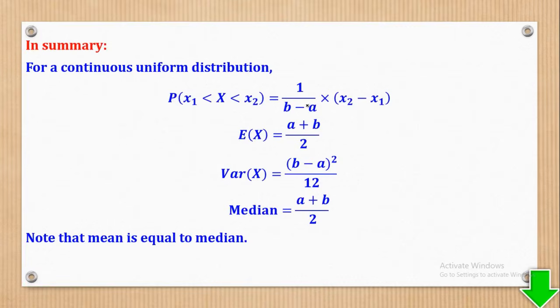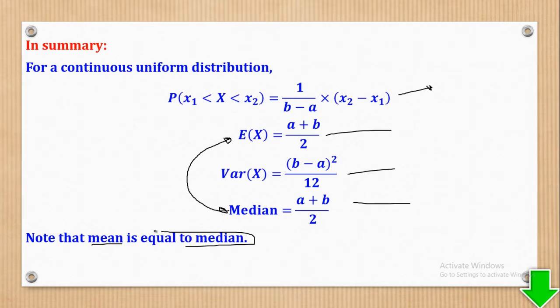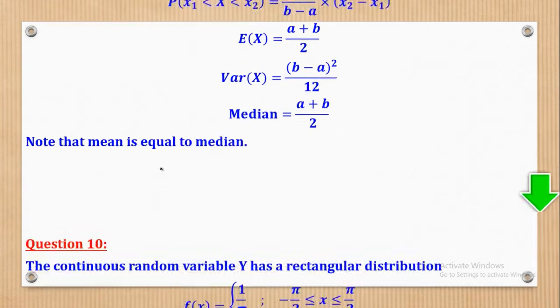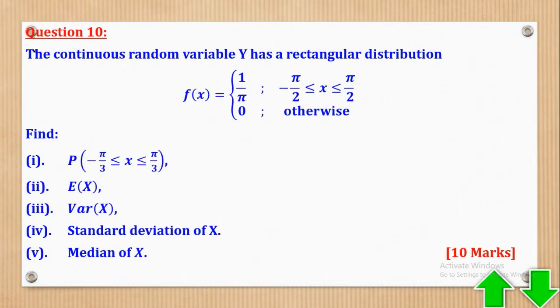So in summary, this is how you can get the probability of any two values of any given range, and so you can get the mean. This is what you use to get the variance, and this is what you use to get the median. I think you realize that these two formulas are the same for expectation and for median, meaning that median and mean are the same for a uniform distribution. So with those formulas, we shall go through question 10.